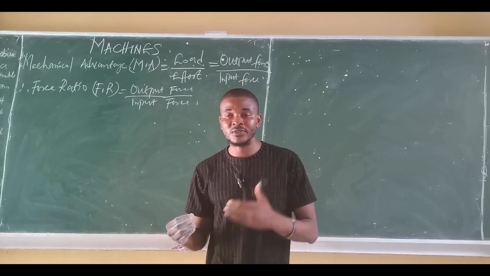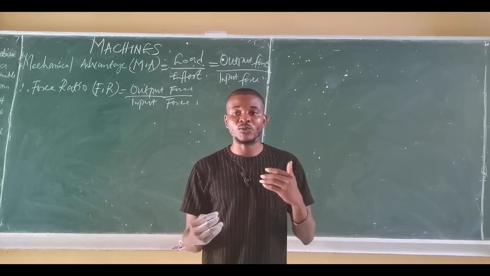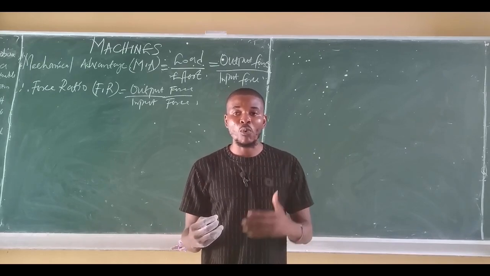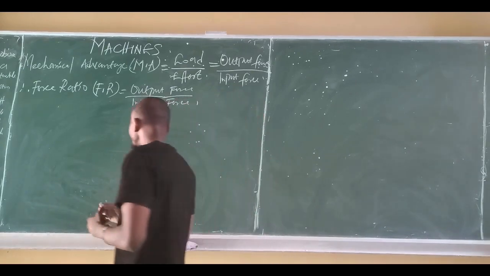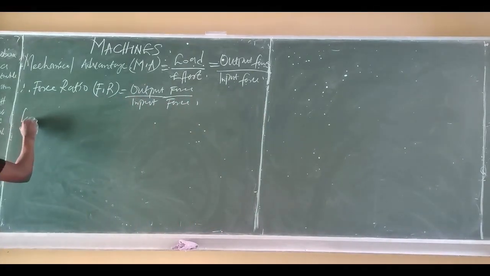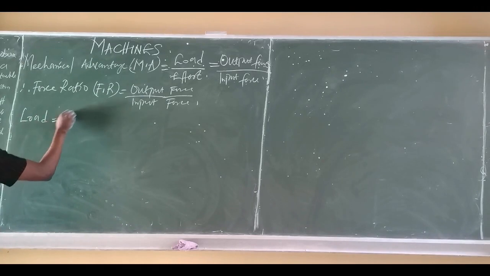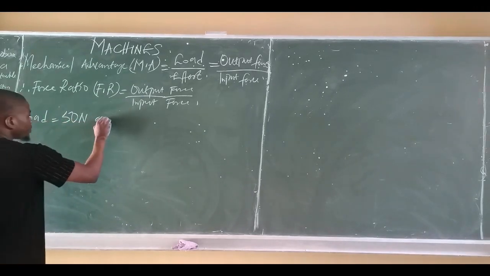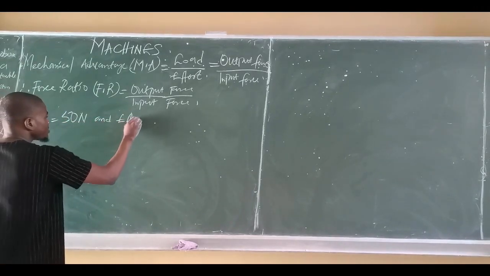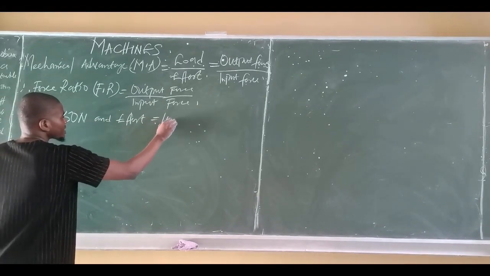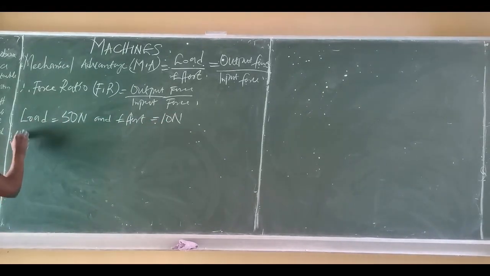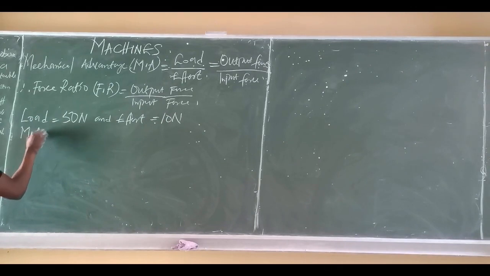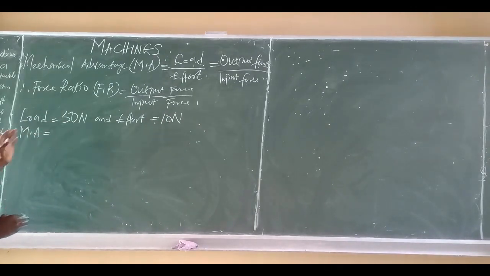Now let's fall back to the question. A load of 50 Newtons is overcome by a force of 10 Newtons. What is the mechanical advantage? Alright, so we're given that the load is equal to 50 Newtons and the effort is also equal to 10 Newtons. Now we are being asked what is the mechanical advantage, or they could also ask you what is the force ratio. Be very careful of that as well.